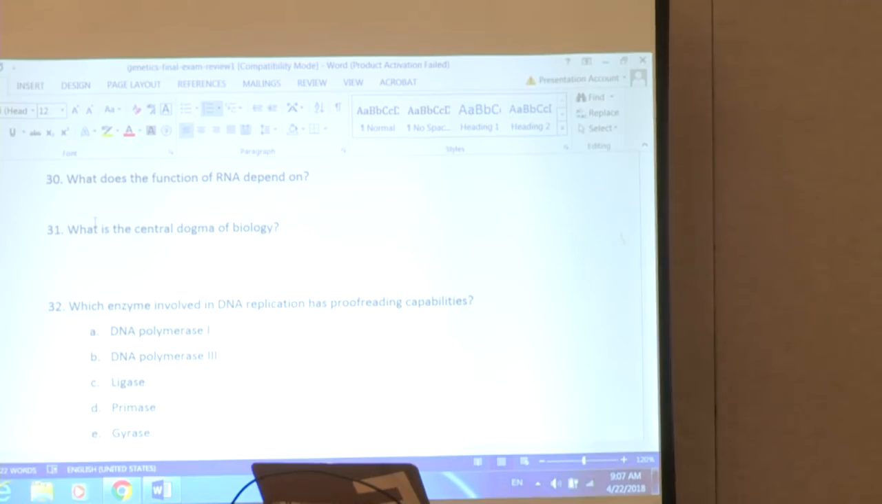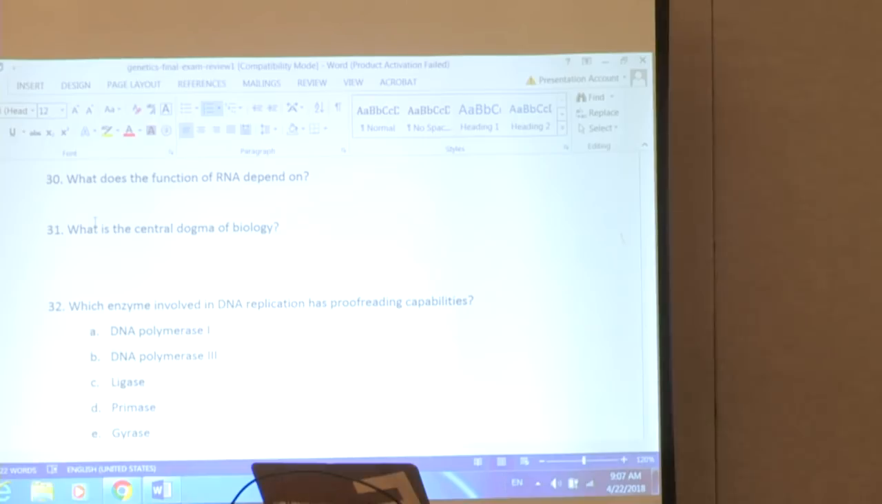Then DNA ligase seals the nicks, right? Because after DNA polymerase 1 comes in and replaces the primers with DNA nucleotides, you still have gaps in between where the primers used to be. So DNA ligase is going to connect them together.